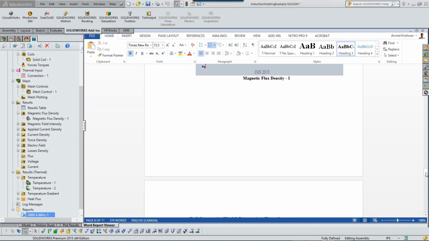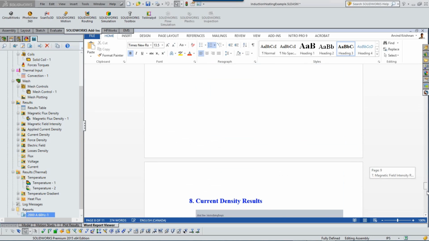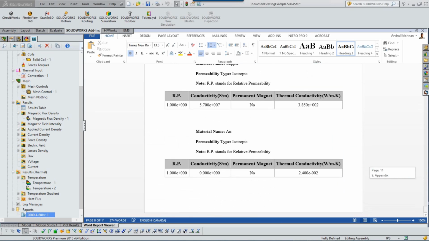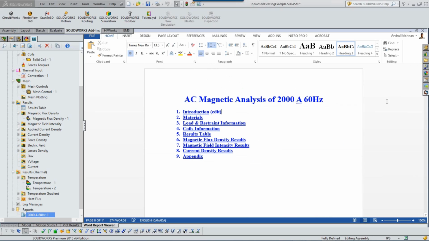Okay, all the plots are there. It's stored along with the geometry, and this is good to record or tabulate and take notes for your simulation and so on. Also useful for design review meetings and so on.